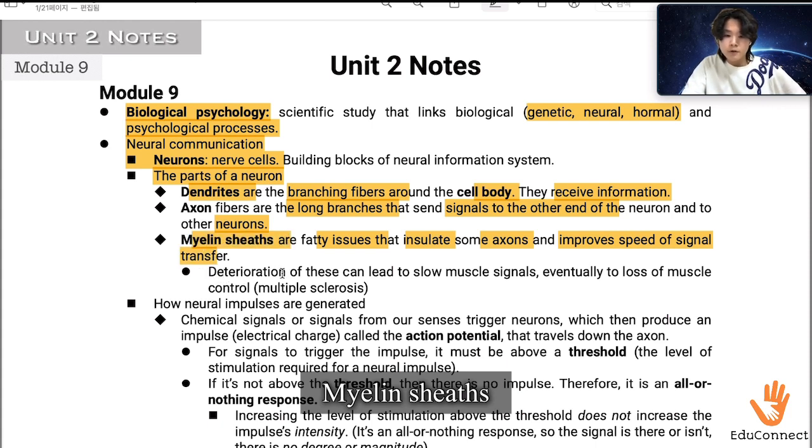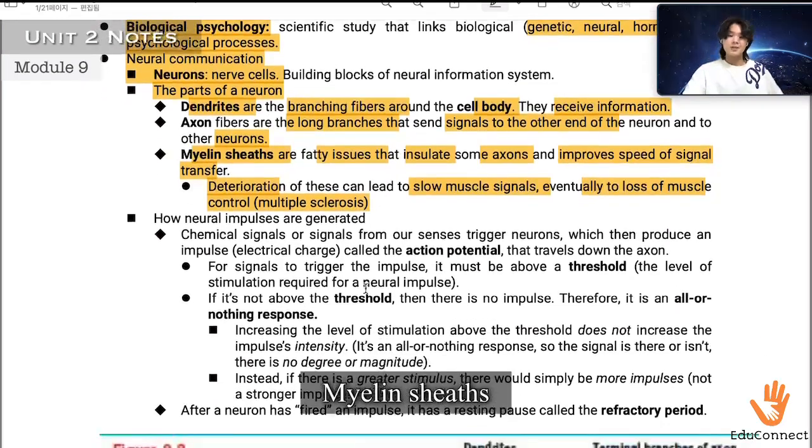Now, the deterioration of these can lead to slow muscle signals, eventually to loss of muscle control, which can lead to a disease called multiple sclerosis, which is a disease that you don't want to encounter if you want to live a long and peaceful and beautiful life.